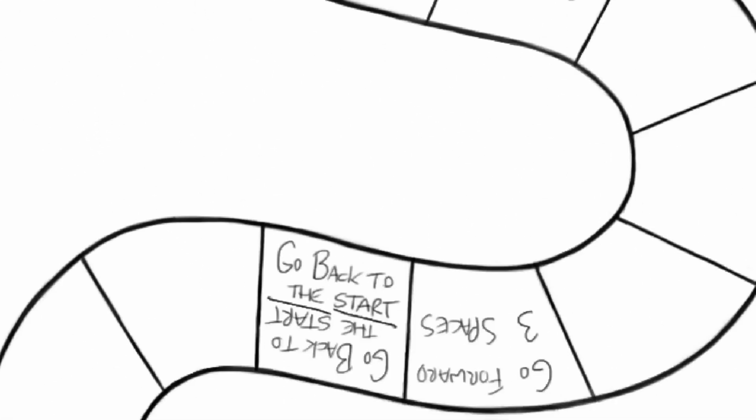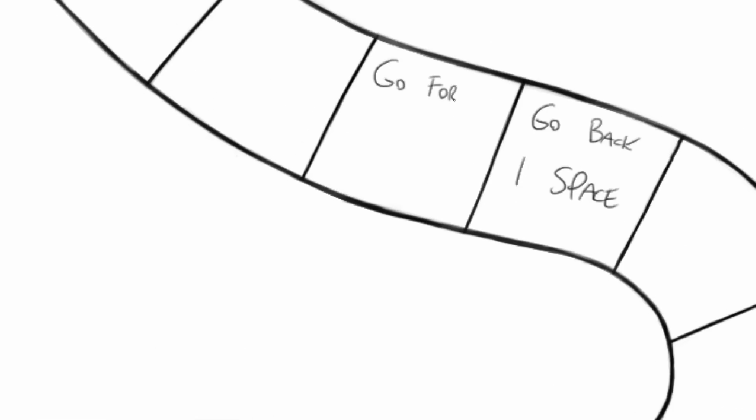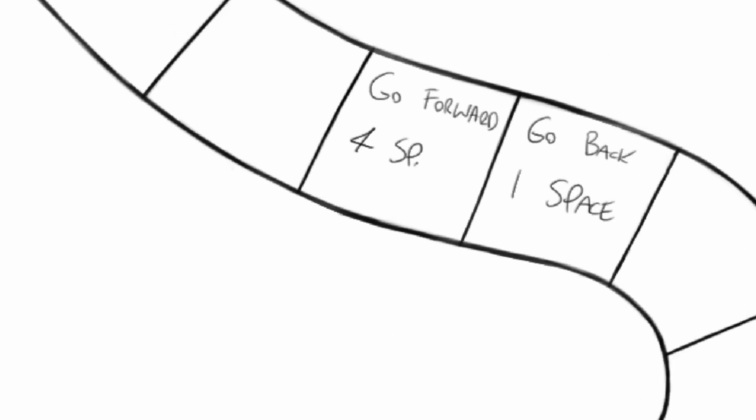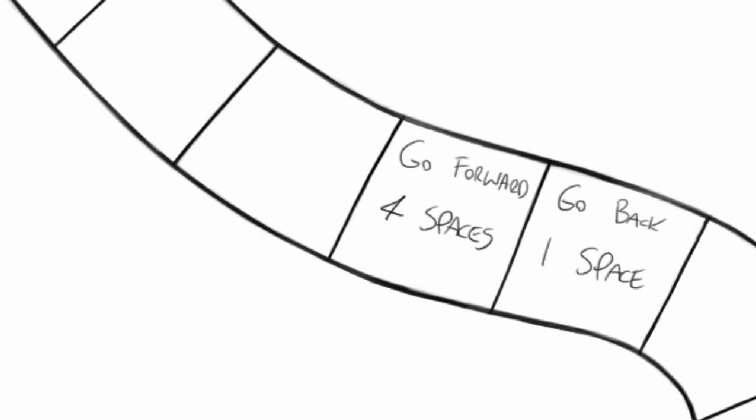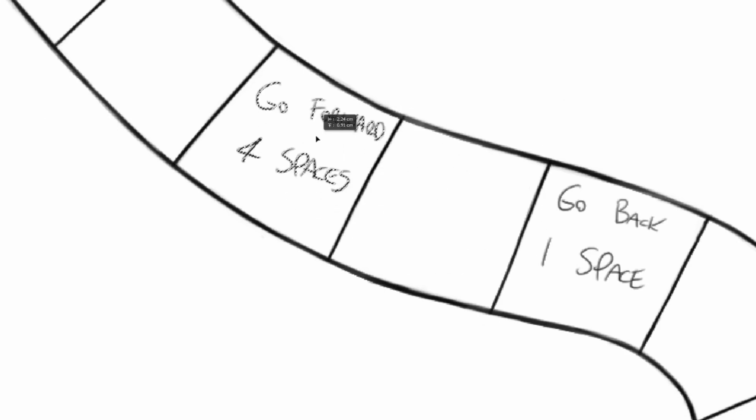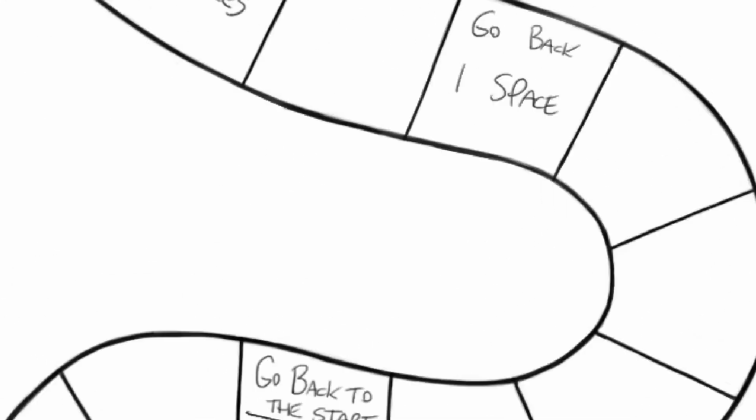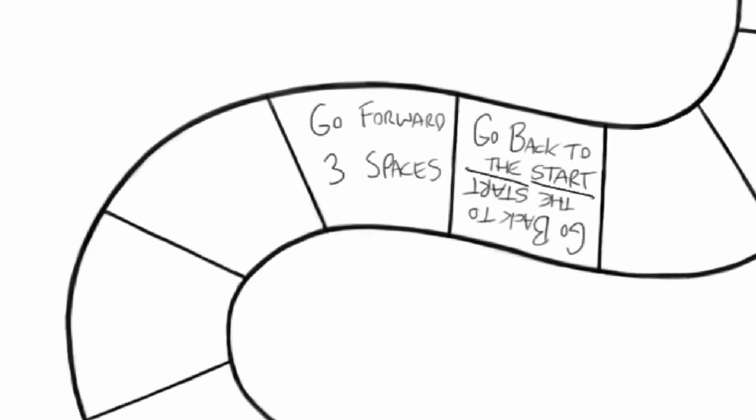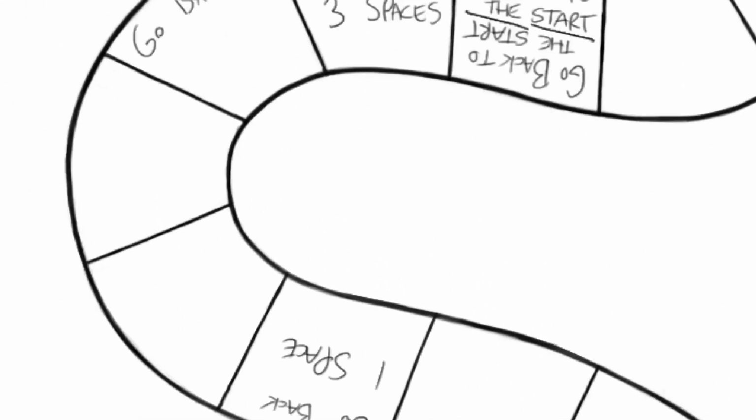Let's add a couple more. Let's go back 1 space. Go forward 4 spaces. Actually, I'm going to have to move that because that go back 1 space is going to then make the player go forward 4 spaces. Let's do another one. Go back, tidy it up. Two spaces.